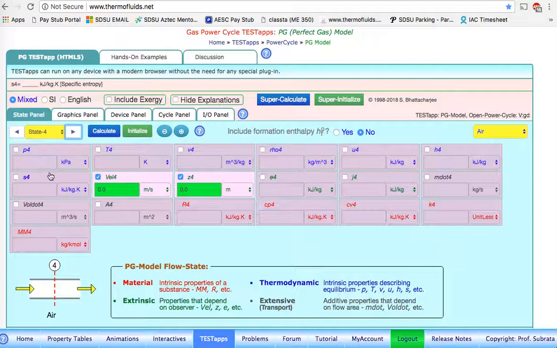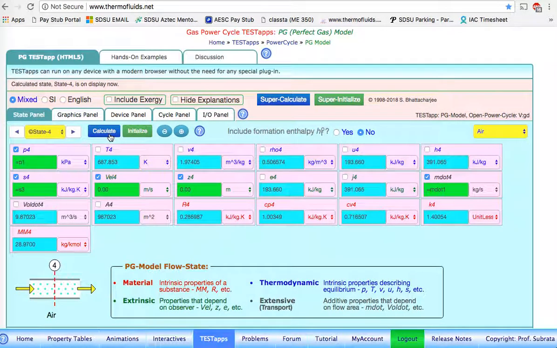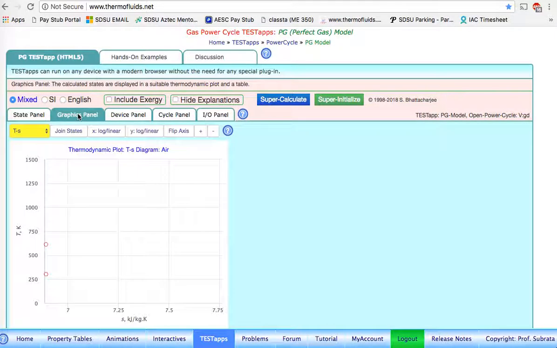State 4, we know it's equal to pressure 1. Also we know that it's isentropic, so S4 is equal to S3, and the mass flow rate is the same. Therefore we have calculated all 4 states, and let's go to the graphic panel and make sure it looks like how it should be, where we can see from state 1 to state 2 is isentropic, state 3 to state 4 is also isentropic.